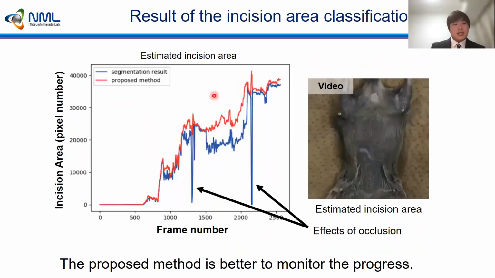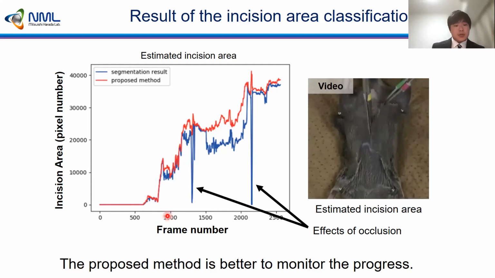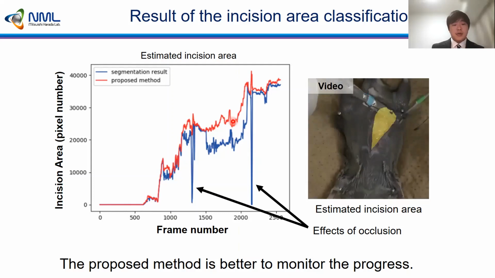And this slide shows the incision area classification result. The estimated incision area is the number of pixels estimated as the incision area. The blue line shows the area estimated as the incision area in semantic segmentation, and the red line shows the area estimated as the incision area after the incision area classification process.